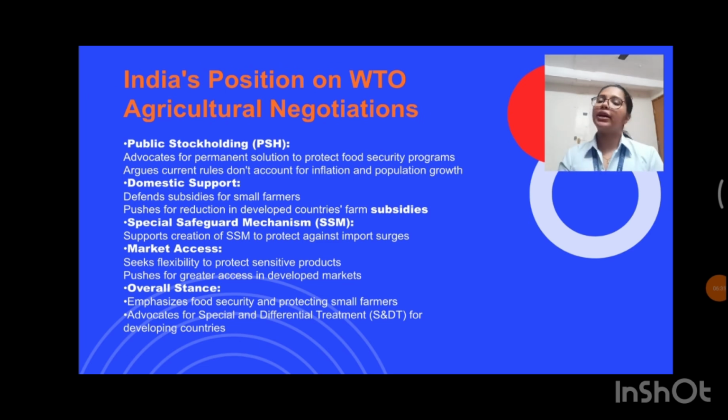Secondly, domestic support. India defends its subsidies for small farmers, highlighting their crucial role in supporting millions of subsistence level farmers and ensuring national food security. Thirdly, special safeguard mechanism. India supports the creation of an SSM to protect against import surges. This mechanism would allow India to temporarily raise tariffs to shield domestic farmers from sudden increases of import prices in the global market. Then market access. India seeks flexibility to maintain higher tariffs on certain sensitive agricultural products critical for its food security. Overall, India's positions are driven by the need to ensure food security and protect small farmers.